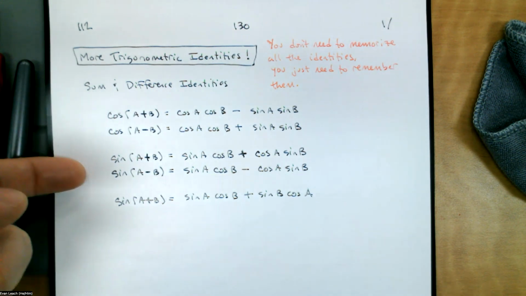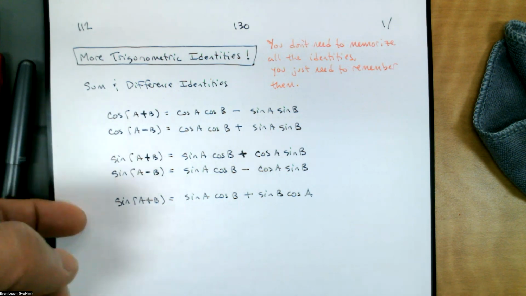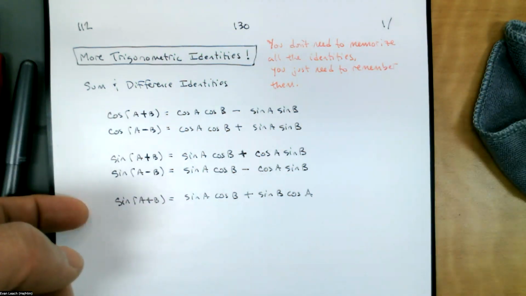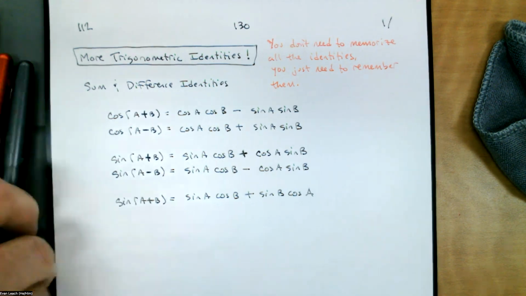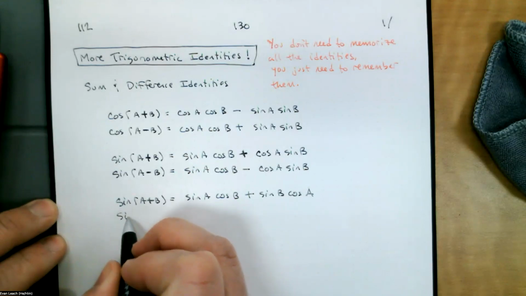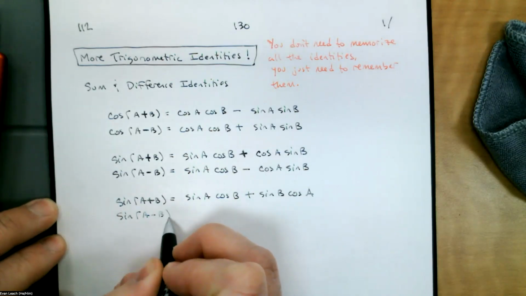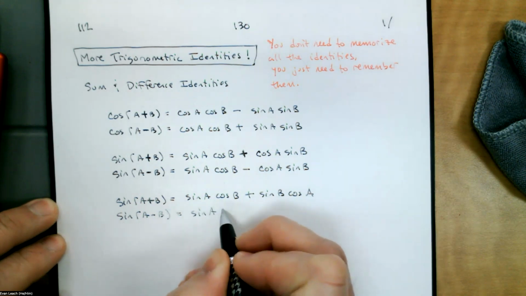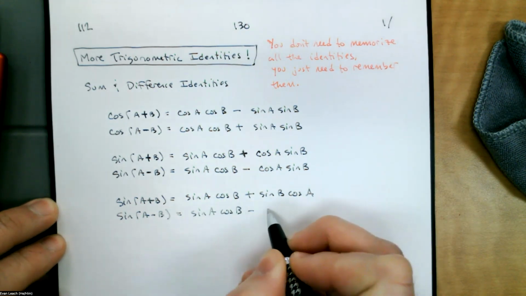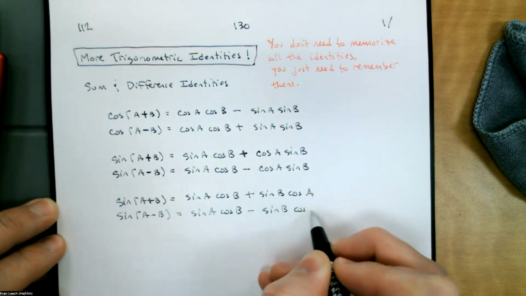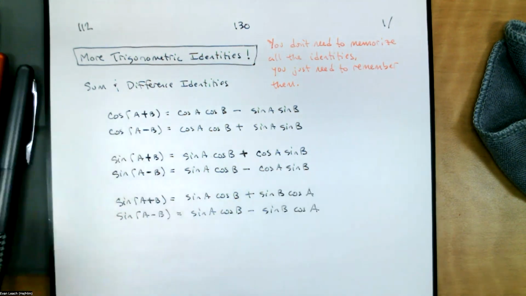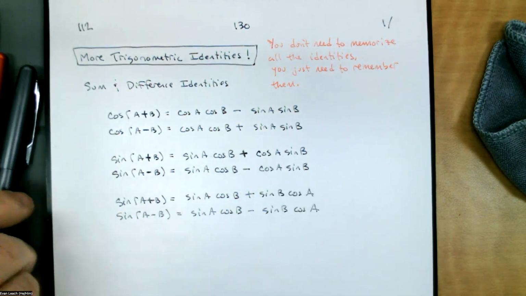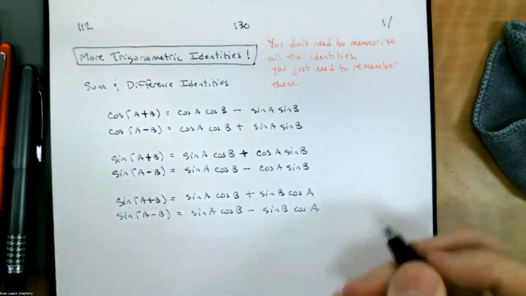So I don't like sine, cosine, cosine, sine. I like ABBA style, ABBA. So I definitely prefer ABBA style to switching up the trig functions. So I would write sine of a minus b in ABBA style: sine a cosine b minus sine b cosine a. All I'm doing is switching the order of the multiplication in the second term. So this is ABBA style.